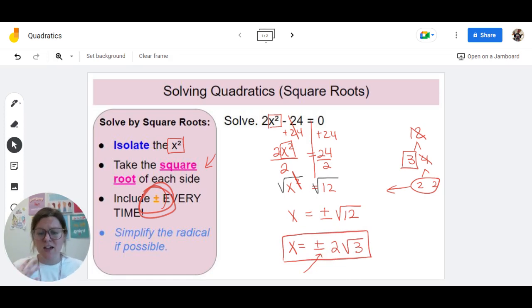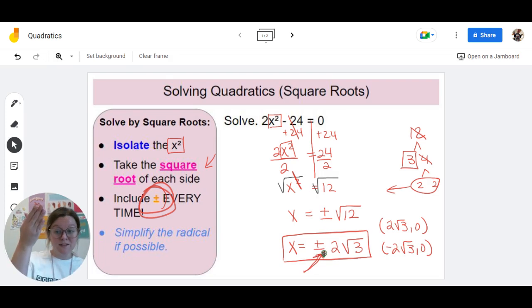Okay, lastly, if they ever ask you to write it as a point, you can always write this as 2 square root 3 comma 0, or don't forget the negative, -2 square root 3 comma 0. This little symbol right here just means there's a positive answer and a negative answer, which is why we wrote a positive 2 and a negative 2.